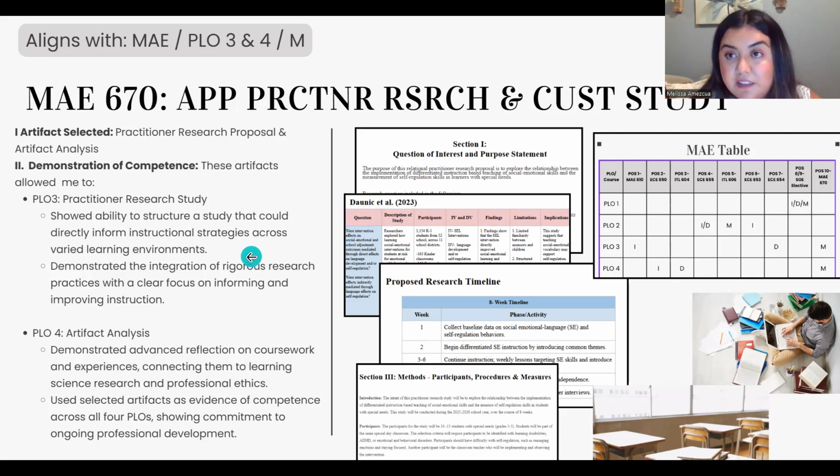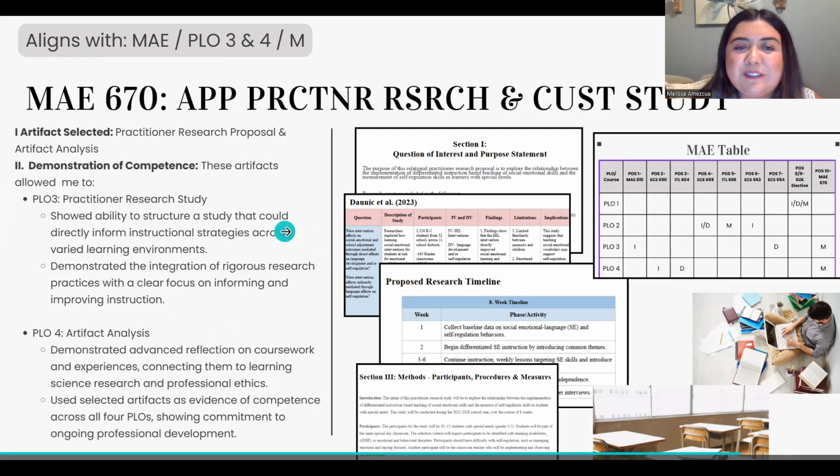So again, it was not just me reading the research, it was actively applying it to conduct future research in that field. And I demonstrated the integration of rigorous research practices with a clear focus on informing and improving my instruction, my own teaching practice. So it shows that I'm not only actively participating in this research, but now I am able to take that research, analyze it, synthesize what the implications are in the field, and really apply it to something I can incorporate, or work to create and see if I can do my own studies, my own research.